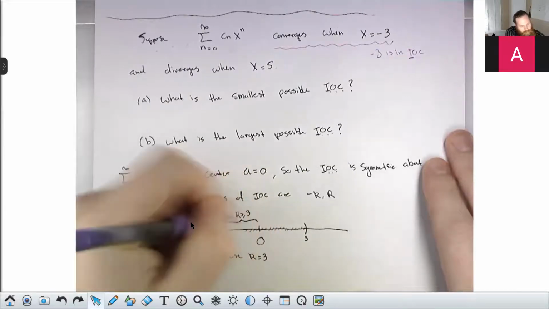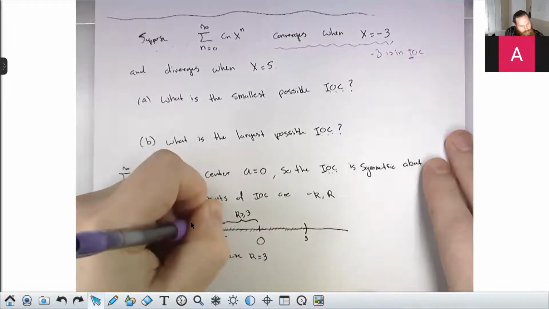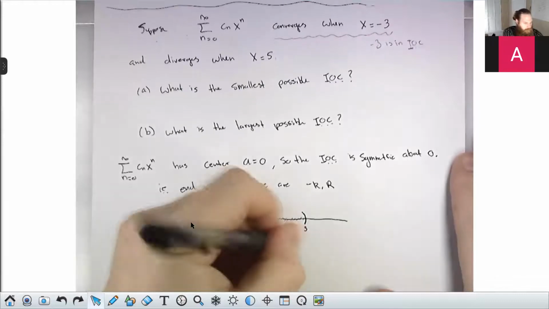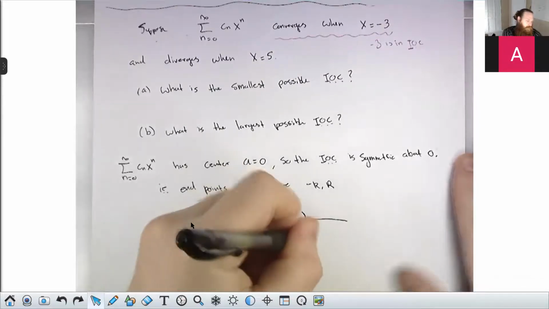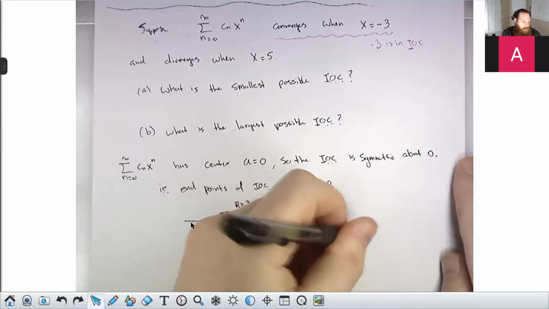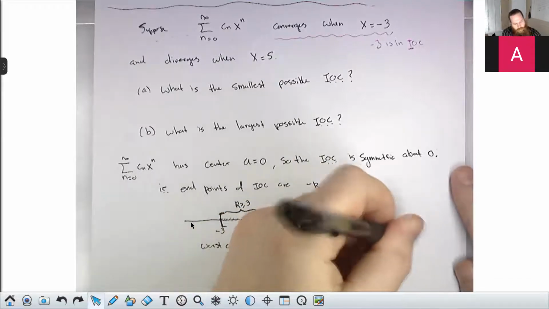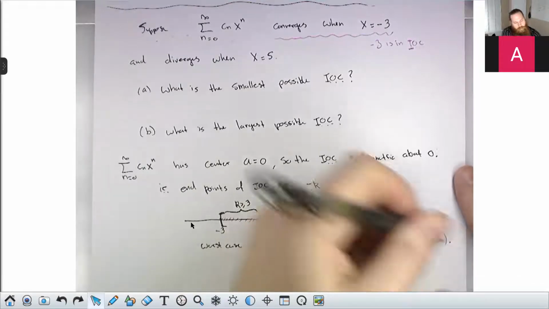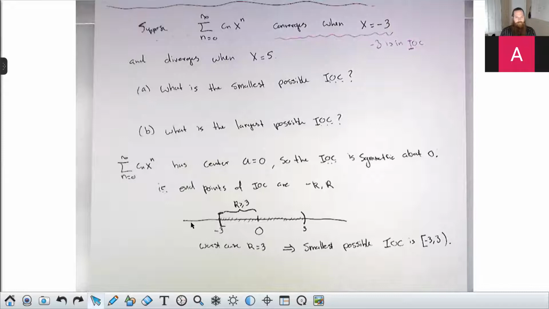this. So the smallest possible IOC is the left closed, right open interval -3 to 3. Is everybody following that logic? These tend to be the hardest problems from this section. Just wanted to spend a second chewing on this for you.